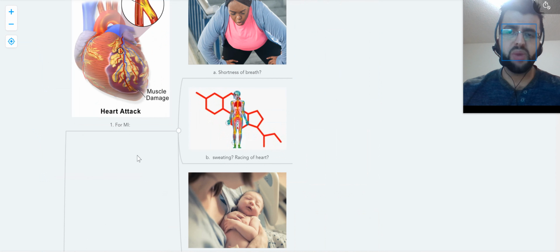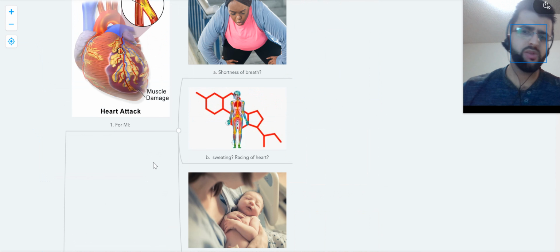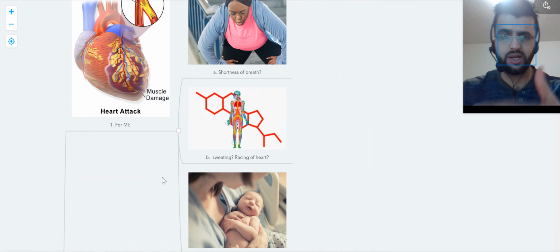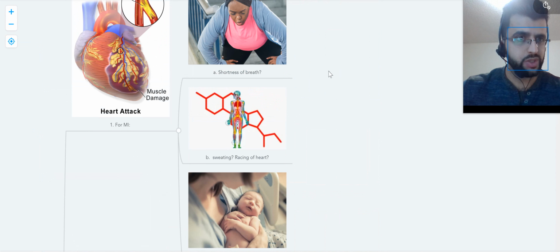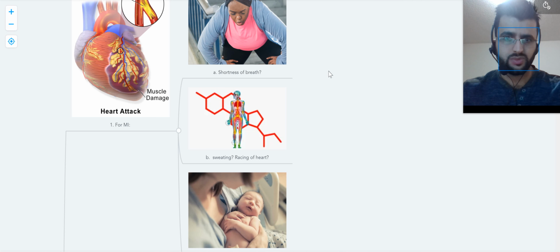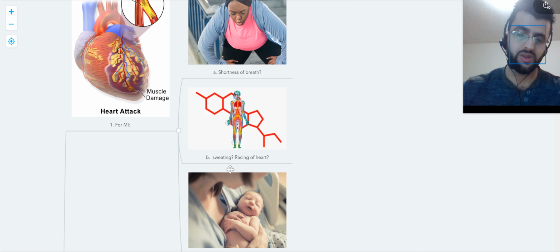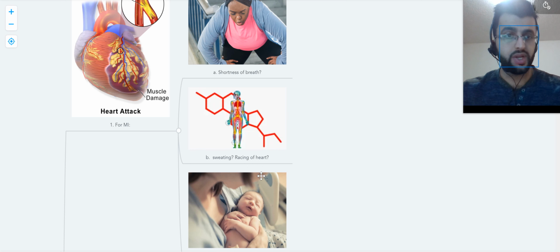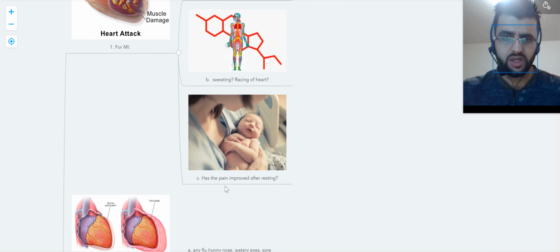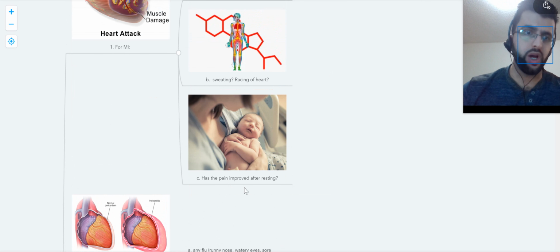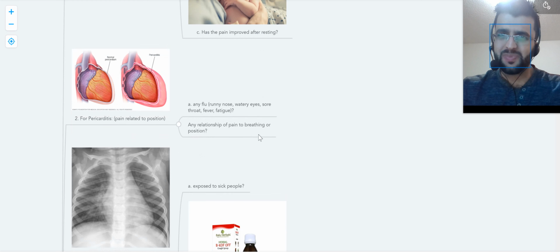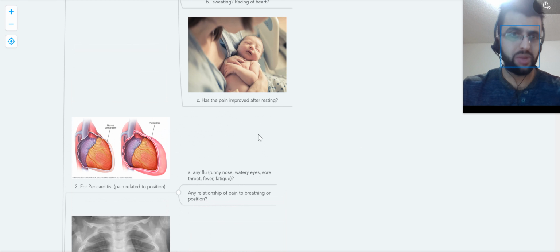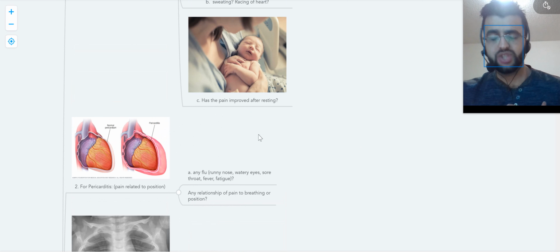So for myocardial infarction, we have a couple of important questions that lead us to think that it's an MI. Shortness of breath is one of them. So do you have any shortness of breath? Sweating, another one because of sympathetic activation. Racing of heart, another one. Does the pain improve after resting? Does the pain get better when you rest? This indicates an angina.